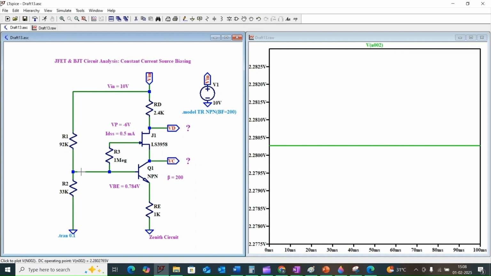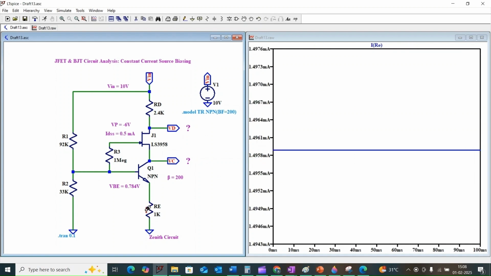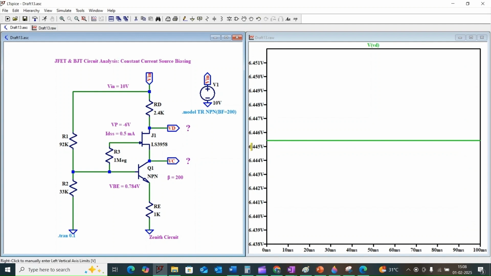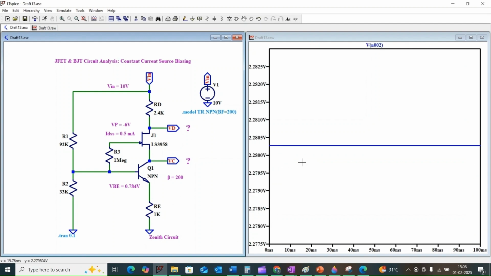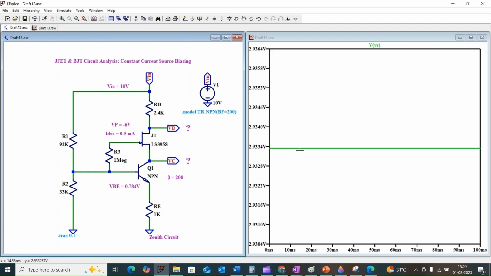So Thevenin's voltage VTH is approximately equal to 2.28 volt and the collector current is approximately equal to 1.4958 milliamps, and the voltage VD is equal to 6.445 volt, and the voltage VB is equal to 2.28 volt, and the value of VC will be 2.93 volt. So our theoretical calculations and the simulated values approximately match each other.